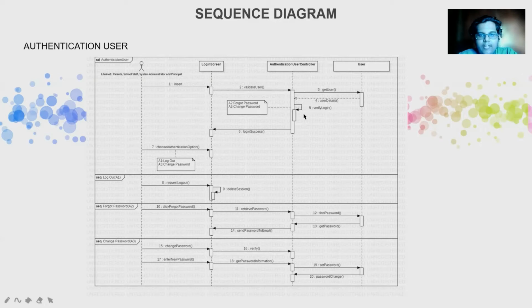From the verify login, they ask whether they want to forget password or change password. If not needed, we successfully login, and we can choose an authentication option, that is logout or change password. For logout, request logout and delete session. For forget password, click forget password, retrieve password, find password, get password, and send password to email. For change password, verify, enter new password, get password information, and set password or password change.